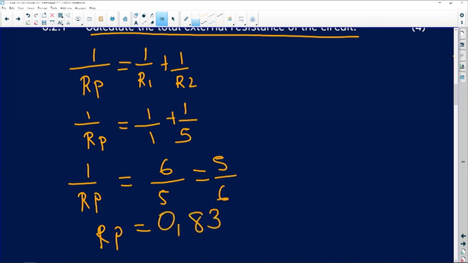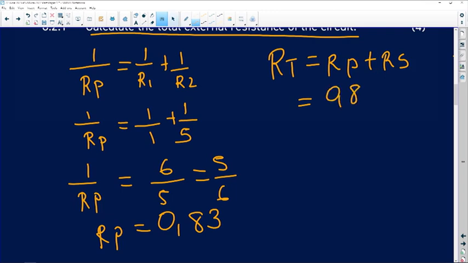0.83. All right, are we done? No, they said we must look for the total external resistance. So I'm going to say R total equals R parallel plus R series. Now I know that parallel is 0.83. In fact, we can fix that here, 0.83.